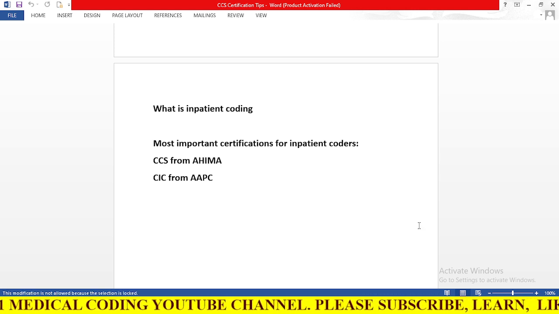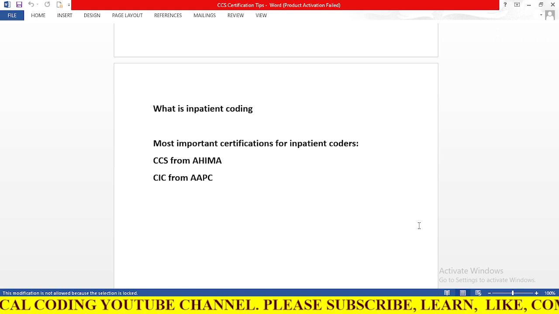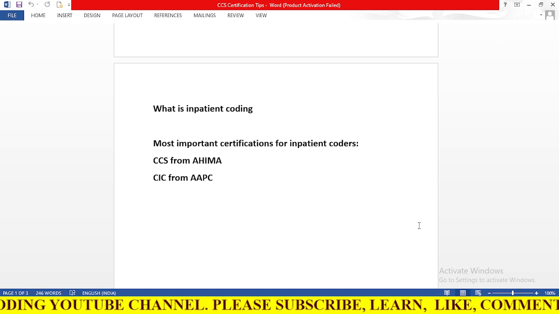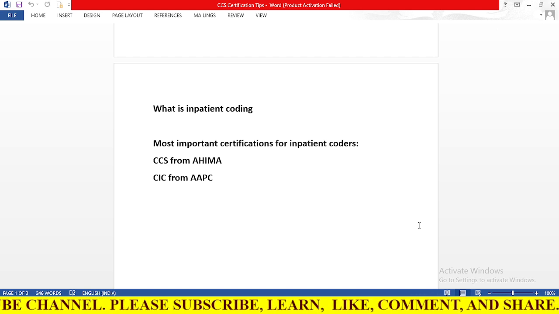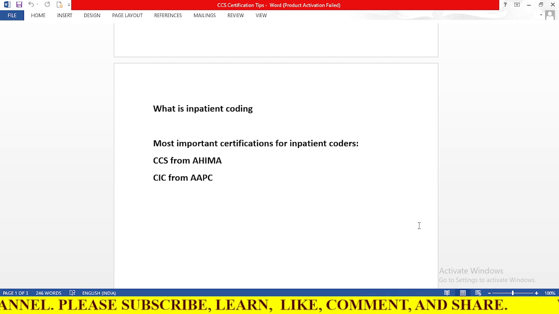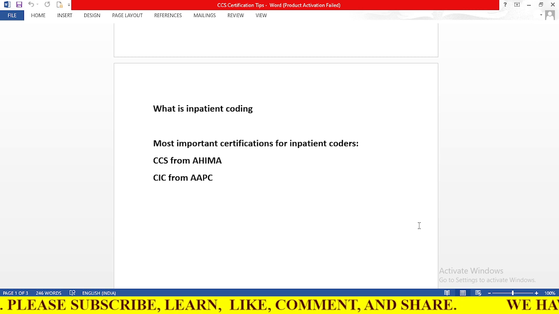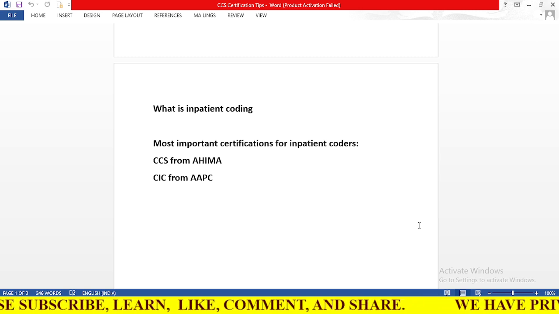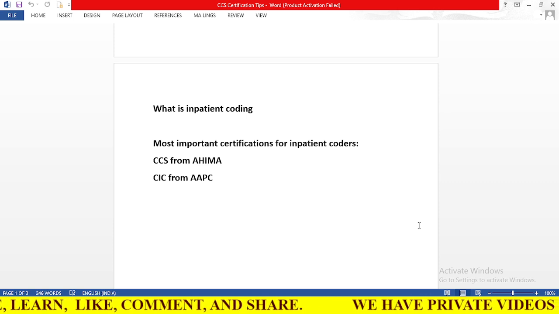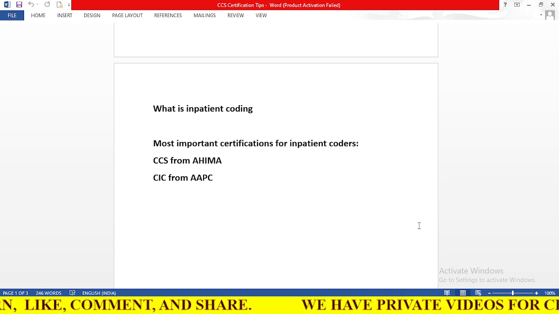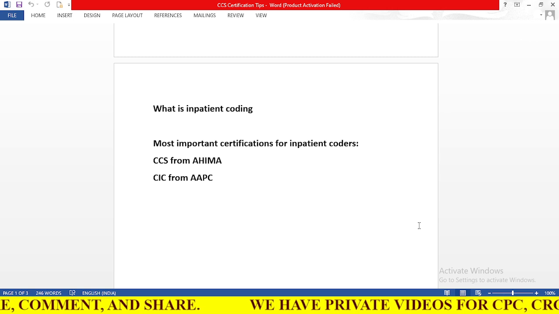In inpatient admission, we can code signs and symptoms whenever we don't have a confirmed diagnosis in the physician documentation. If the physician documentation contains a confirmed diagnosis, we need to assign the code for the confirmed diagnosis instead of signs or symptoms. If we don't have a confirmed diagnosis, we can use signs and symptoms.